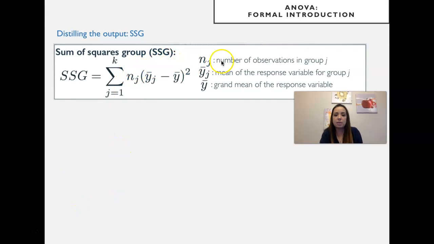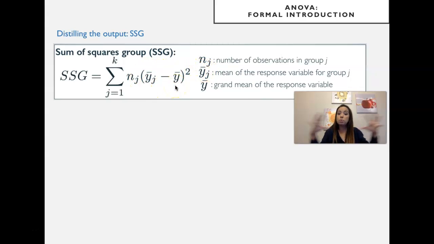Here I have the number of observations in each group, because if they vary, you need to multiply by the numbers that you're using to actually compute the deviation. Here is the grand mean again, and here, instead of using the individual observations, I'm using the mean of the group. So let's say it's the mean of the lower class, okay? And this is the grand mean. I compute the difference and I square.